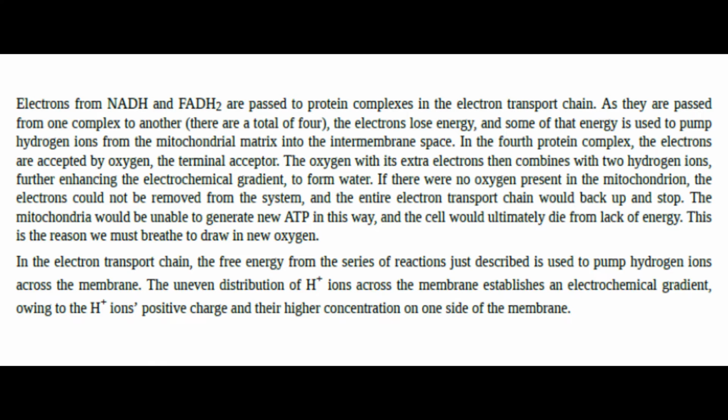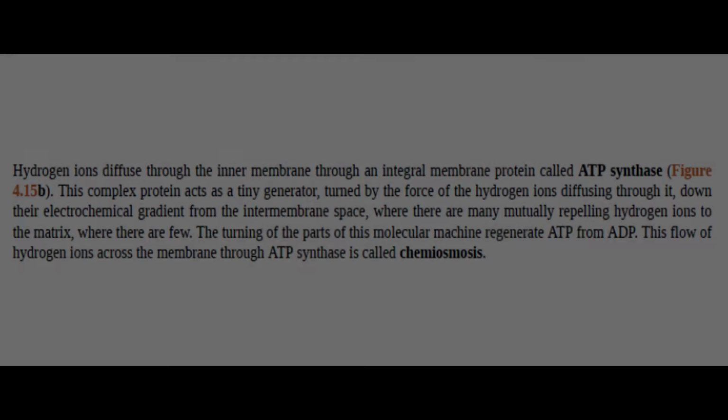In the electron transport chain, the free energy from the series of reactions just described is used to pump hydrogen ions across the membrane. The uneven distribution of hydrogen ions across the membrane establishes an electrochemical gradient owing to the hydrogen ions' positive charge and their higher concentration on one side of the membrane.